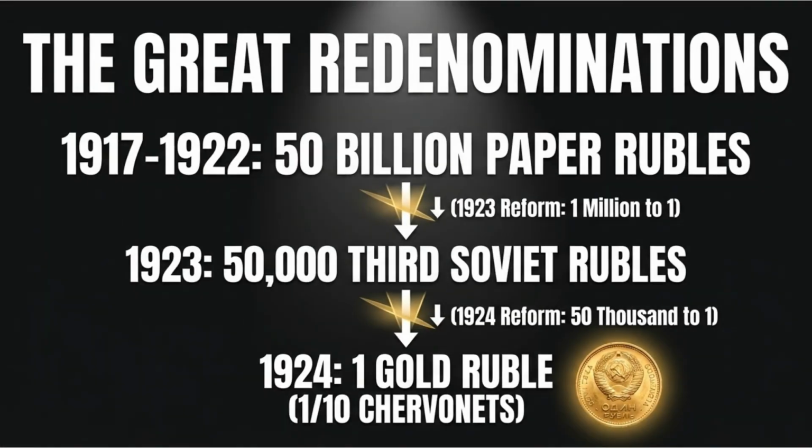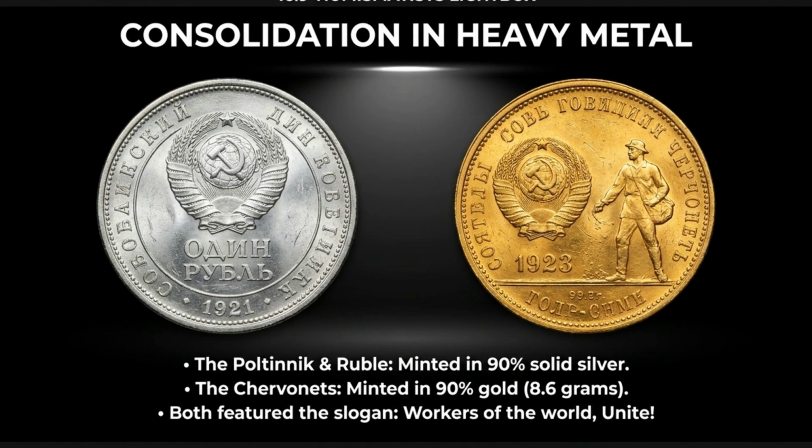The 50 billion paper rubles of 1917 to 1922 were reformed multiple times, culminating in the 1924 gold ruble, equivalent to 1/10 of a chervonaise. The poltinik and ruble were minted in 90% solid silver, and the chervonaise in 90% gold. Both coins prominently featured the slogan, "Workers of the world, unite."